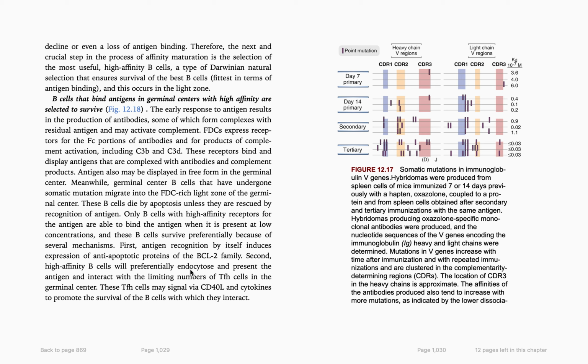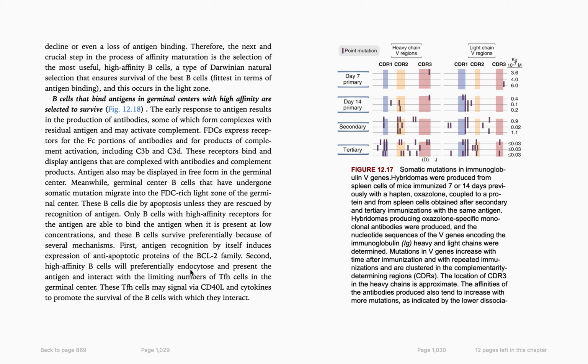FDCs express receptors for the Fc portion of antibodies and for complement activation products, including C3b and C3d. These receptors bind and display antigens that are complexed with antibodies and complement products. The antigen also may be displayed in three forms in a germinal center.